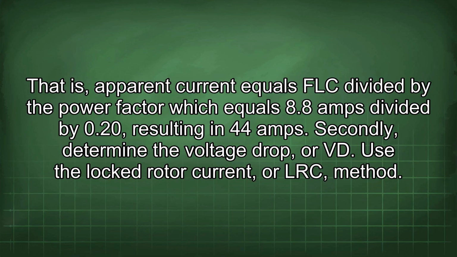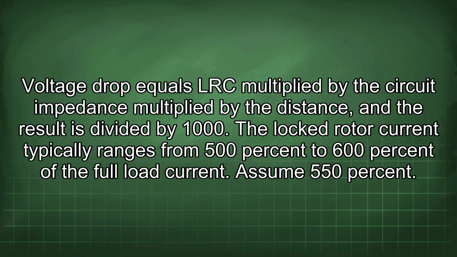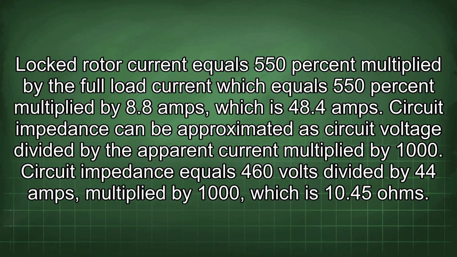Secondly, determine the voltage drop, or VD. Use the locked rotor current, or LRC, method. Voltage drop equals LRC multiplied by the circuit impedance multiplied by the distance, and the result is divided by 1000. The locked rotor current typically ranges from 500% to 600% of the full load current. Assume 550%. Locked rotor current equals 550% multiplied by the full load current, which equals 550% multiplied by 8.8 amps, which is 48.4 amps.